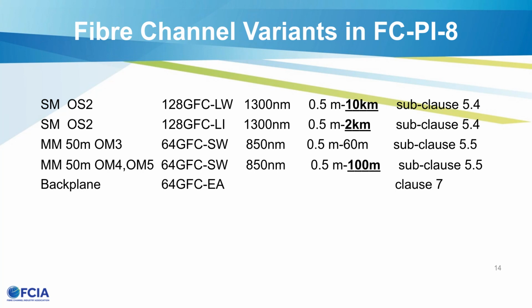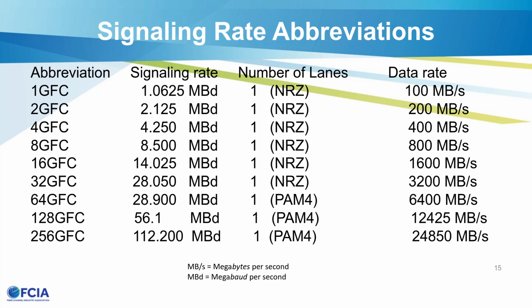Oh yeah, exactly. So that's an omission on my part, a typo. Good catch, somebody. These are the 128 GFC multimode variants and the 128 GFC backplane variant. So yeah, good catch. And these are the 128 GFC reaches. Right. Thanks, Dean.